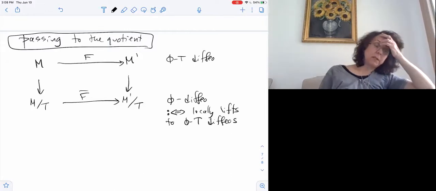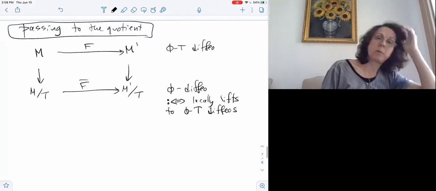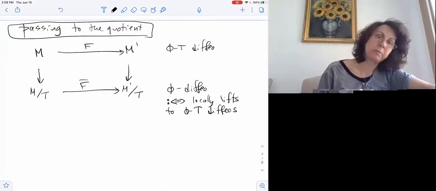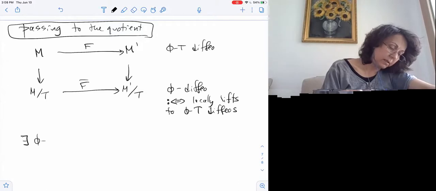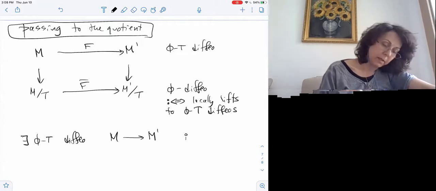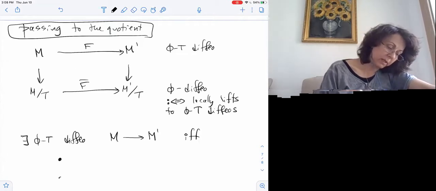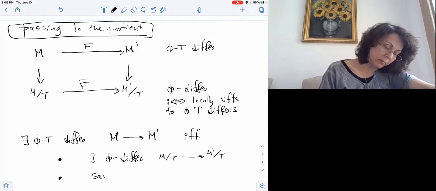So there's nothing symplectic here, but the phi means we're keeping track of the torus action and of the momentum map, but we're not keeping track of the two form. Now this second of the two lemmas tells us that there exists a phi-t diffeomorphism between our complexity one Hamiltonian torus actions if and only if the following two things happen. One, there exists a phi diffeomorphism between the quotients. And second, they have the same Duistermaat-Heckman measure.